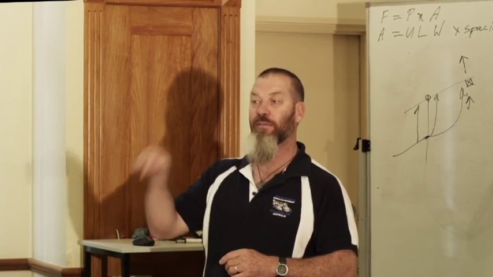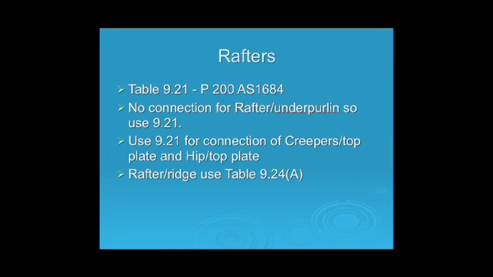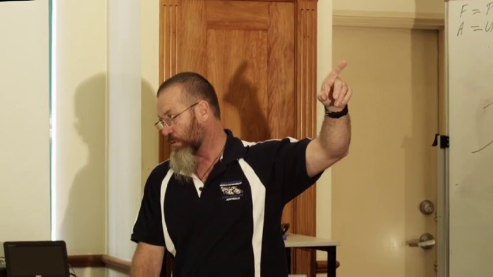So having said that, that's where you'd use connection Type D, if you could. That was our rafter connections. Now there is no connection, and this is important for your assignment, for Task 57, sorry. There is no connection for rafters to underpurlins. But because your rafter crosses the underpurlin at 90 degrees, you can apply connections from table 9.21. So that's what you use in that situation.